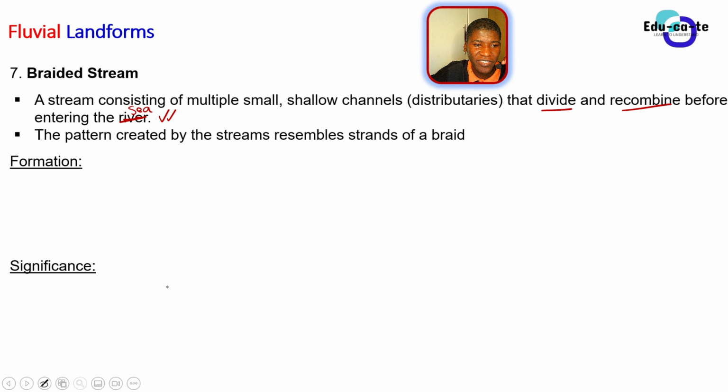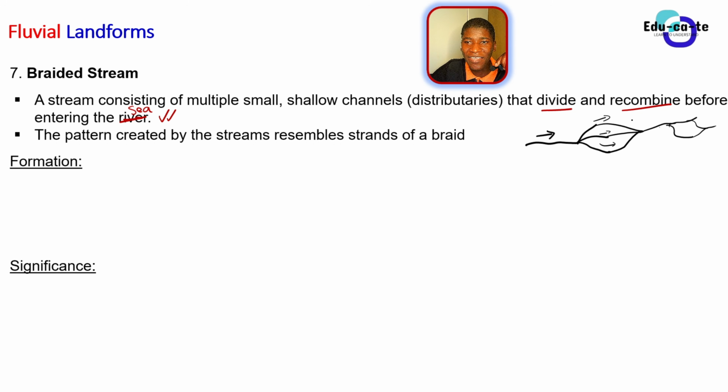Let's just make a demonstration here. Let's say this is your river, and then it divides into distributaries. The river is flowing in this direction. It divides into three smaller channels, and these smaller channels recombine later on. They combine again, and then maybe they divide again, and then they combine again. So it's all about dividing and recombining. The distributaries divide and recombine again.